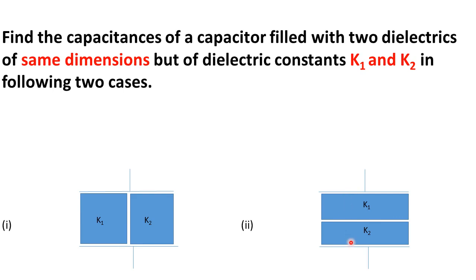Their dimensions are also same. In this case, area of each capacitor is A by 2. If A is the area of plates of this capacitor, it is divided in two parts, then area of one capacitor will be A by 2 and the other will also be A by 2. The separation will be D. In this case, area will be A in both the capacitors, but the separation or thickness will be D by 2. Let us see. Firstly, we will take first case.